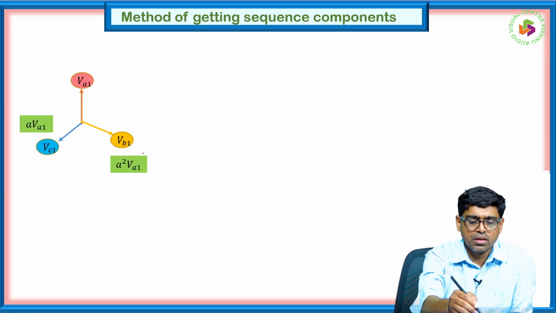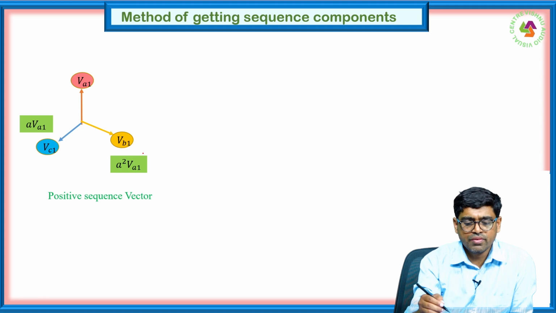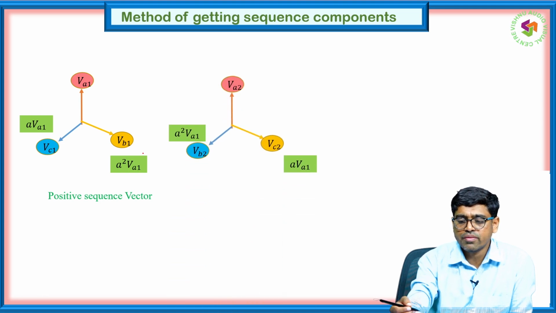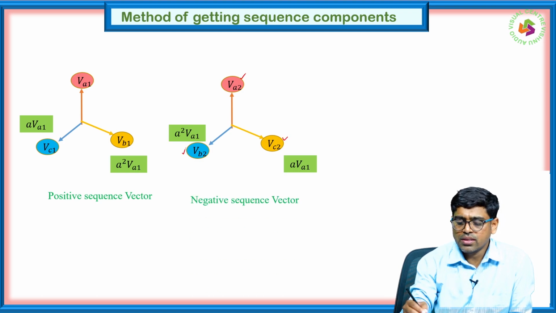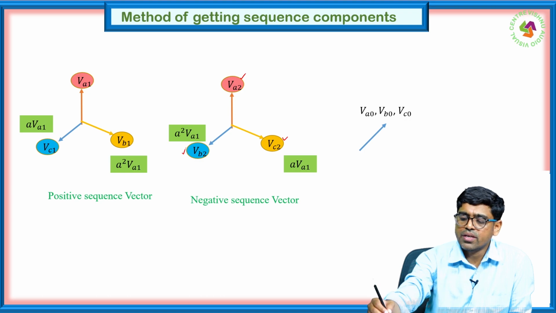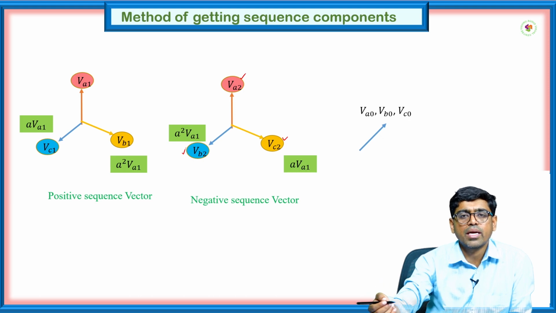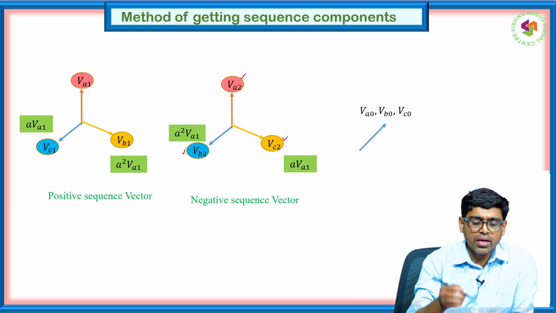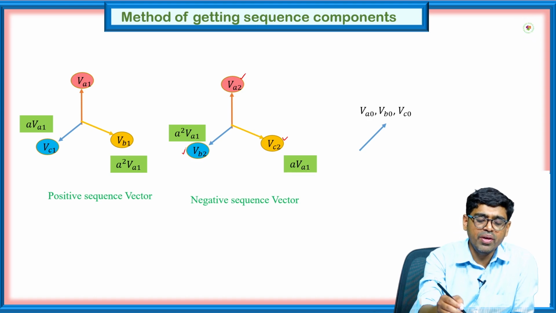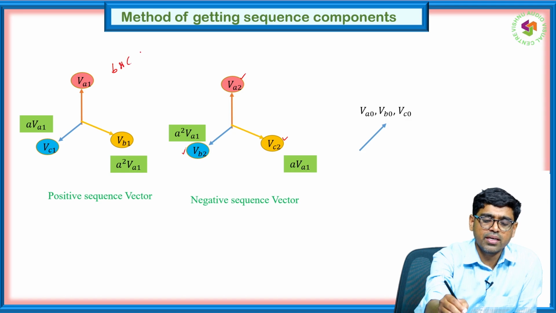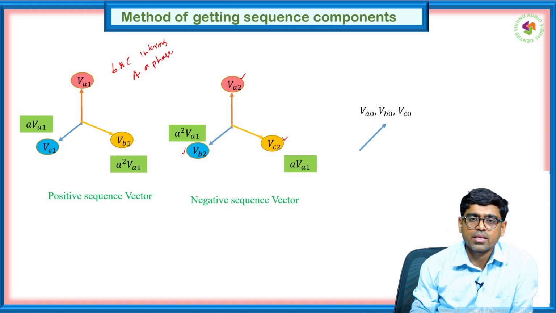These are the positive sequence vectors, and the second is the negative sequence vector. We have VA2, VB2, VC2, which is the negative sequence vector. And VA0, VB0, VC0 are the zero sequence vectors, which have equal magnitude and no phase displacement. So we can represent any of these quantities, say the B phase and C phase, in terms of A phase, so that the time taken to analyze the system is reduced.